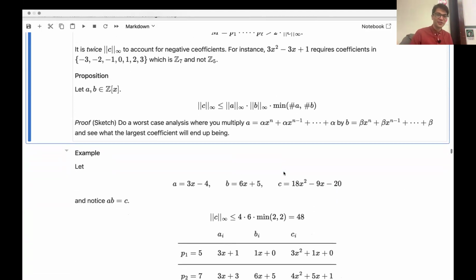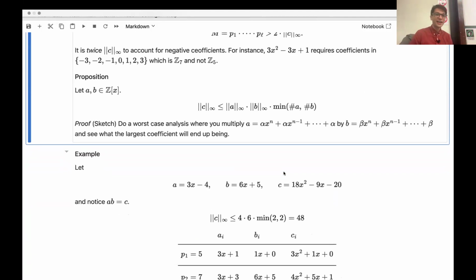Okay, so here's another statement. I'm saying the height of C is bounded by the height of A times the height of B times the minimum number of non-zero terms among A and B. And you can prove this. It's not hard, it's just really detail oriented. The way you can do it is say, okay, here's A. Just replace A's coefficients by alpha, and call alpha the height of A. So literally every single coefficient in it is its largest coefficient.